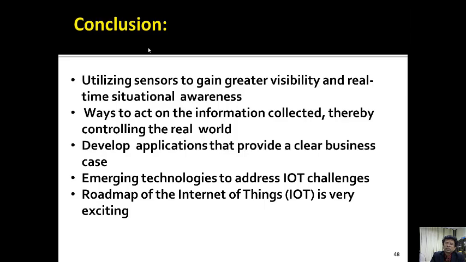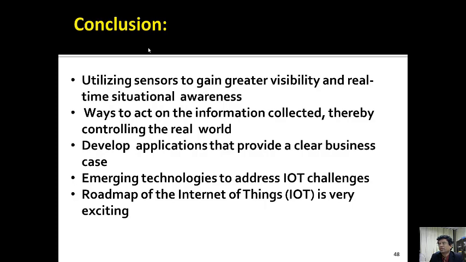So to conclude this lecture, utilizing sensors to gain greater visibility and real-time situational awareness is key. We looked at the basic definitions of IoT and some of the applications, the roadmap for Internet of Things, and the ways to connect the information and collect data, thereby controlling the real world. This will give many applications and many use cases, and help develop applications that can provide a clear business case.